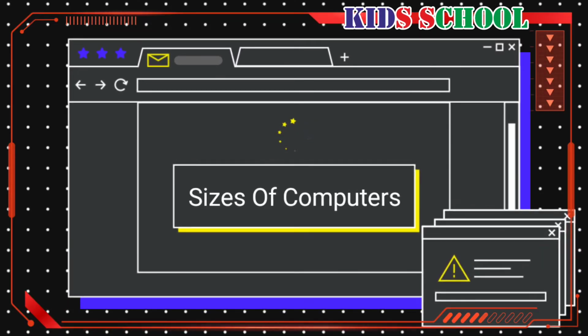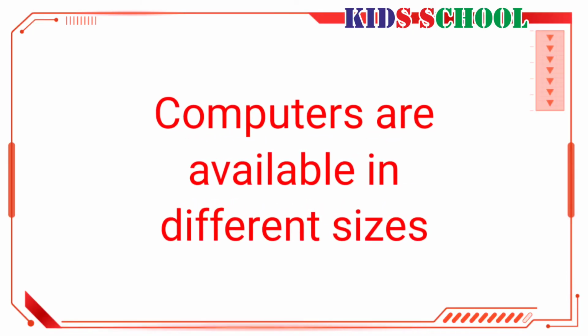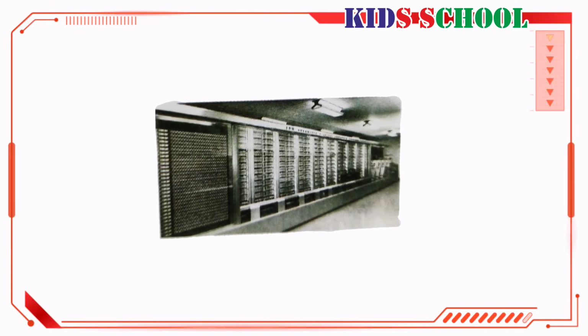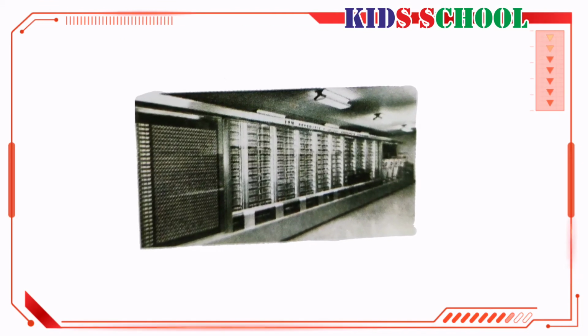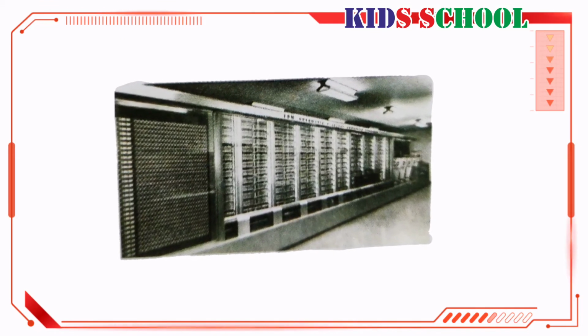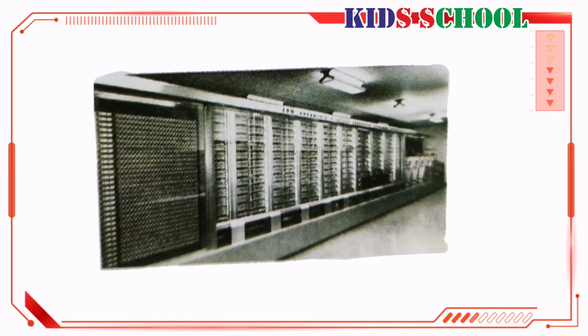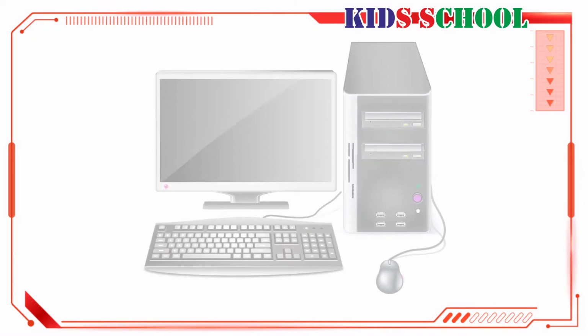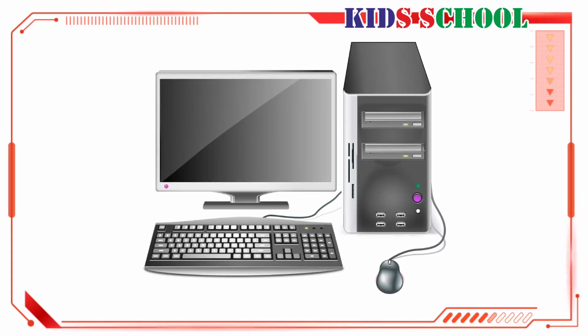Now let's learn about the size of computers. Computers are available in different sizes. Dear students, early electronic computers developed around the 1940s were as large as a room and used up a lot of electricity. A desktop computer is a computer which is kept on a desk. It is also called a PC. It means a personal computer.